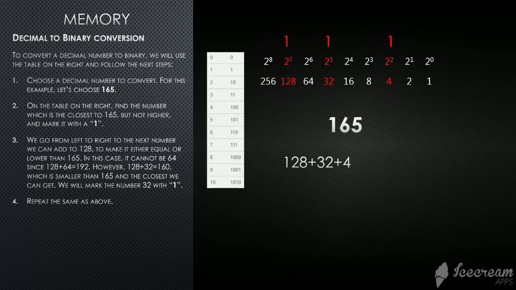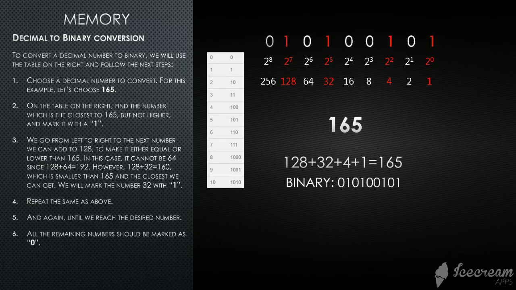We'll repeat exactly the same as above and mark the number 4, or 2 in the power of 2, with a 1. And again until we reach the desired number. All the remaining numbers should be marked as zeros. And there you go. 165 translated into binary is 10100101.